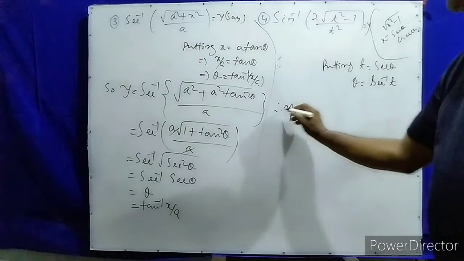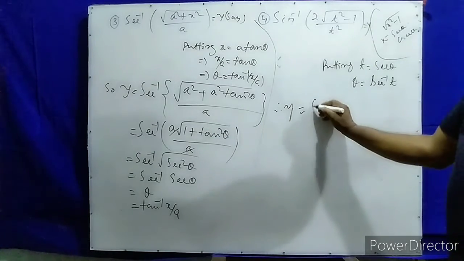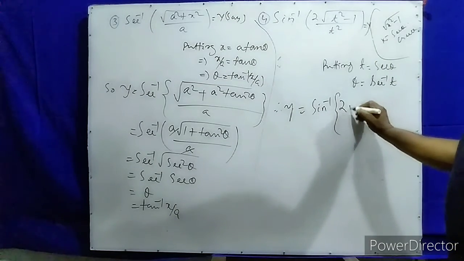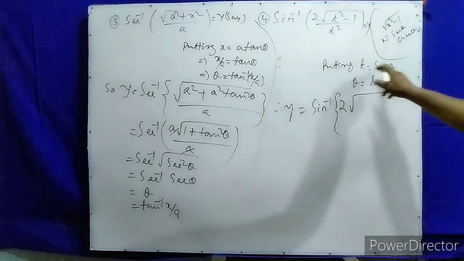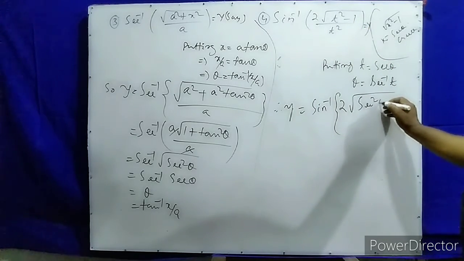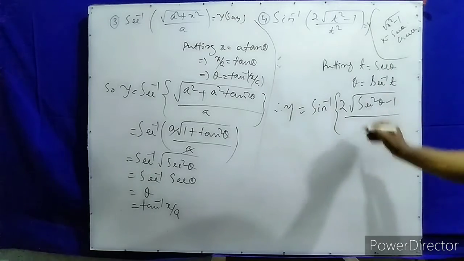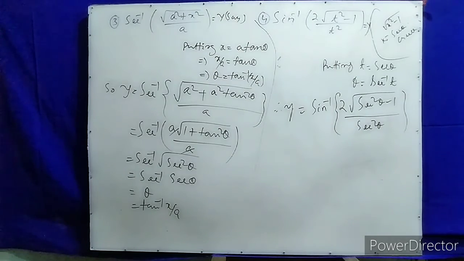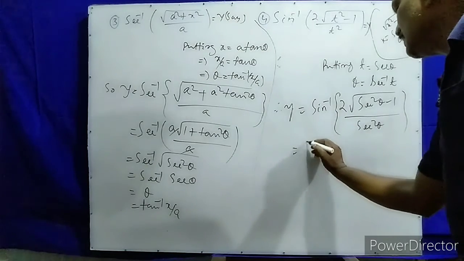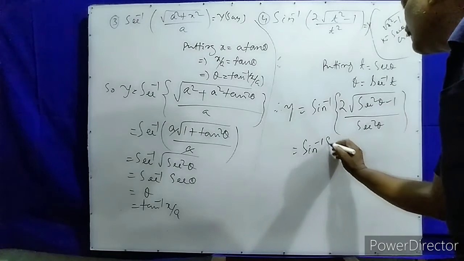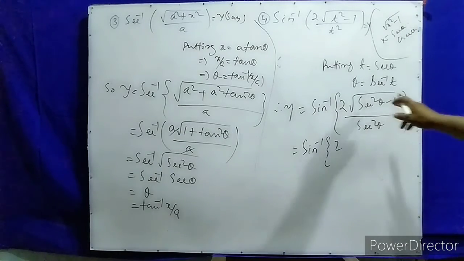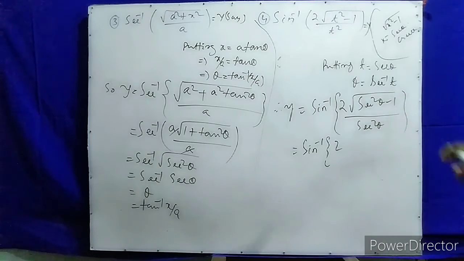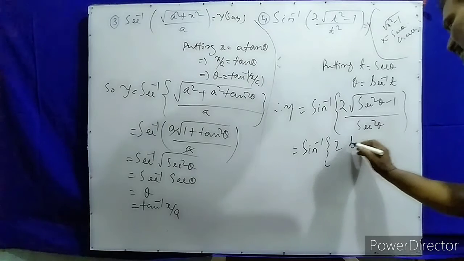Therefore y equal to sin inverse 2 root over, with t equal to sec theta, sec square theta minus 1 by t square, meaning sec square theta. Now simplify this. Sec square theta minus 1 equal to tan theta, so root over gives only tan theta.